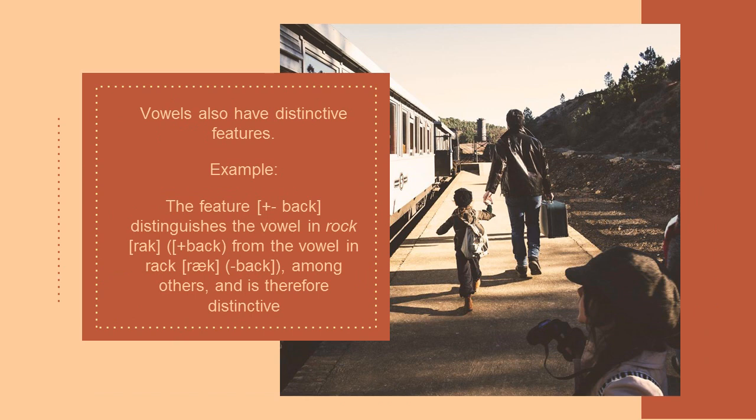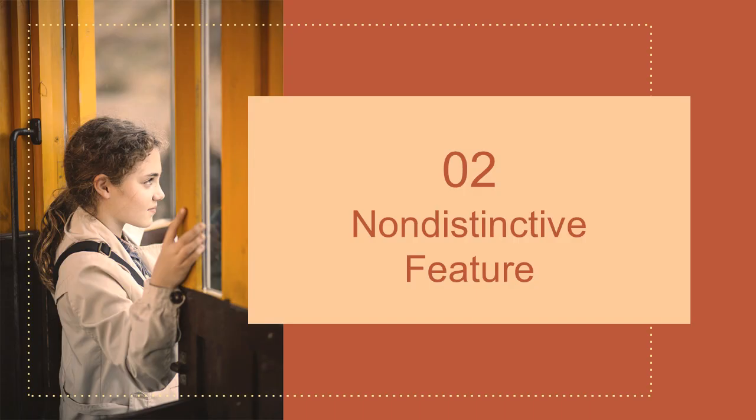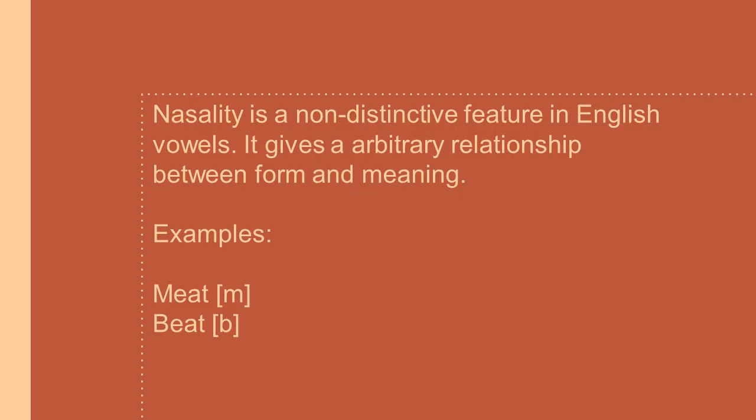Vowels also have distinctive features. For example, the feature plus or minus back distinguishes the vowel in rock, plus back, from the vowel in rag, minus back, among others, and is therefore distinctive. And the second topic is non-distinctive feature.